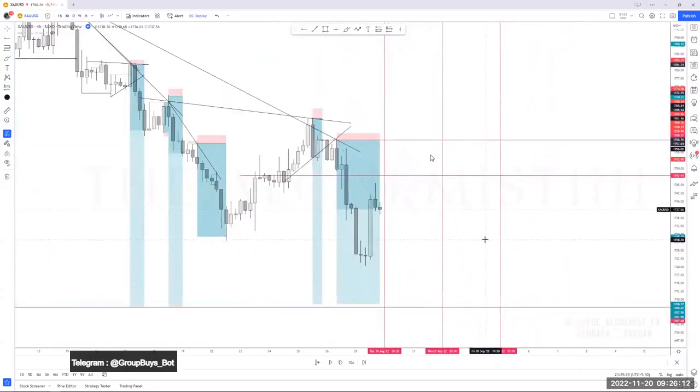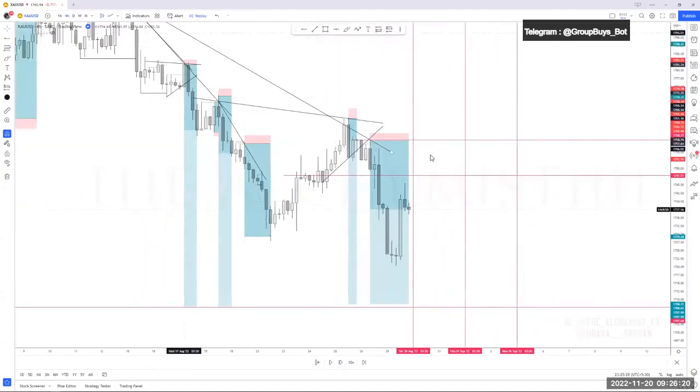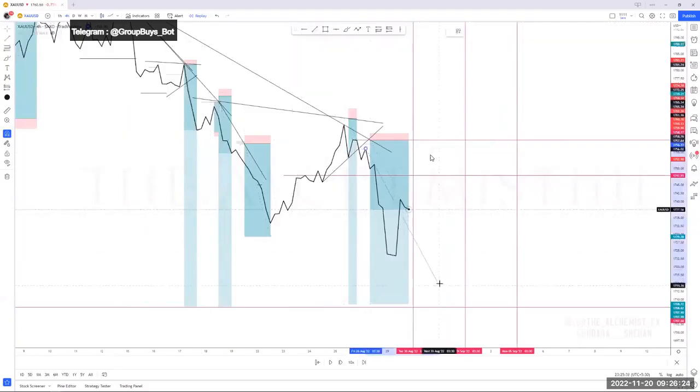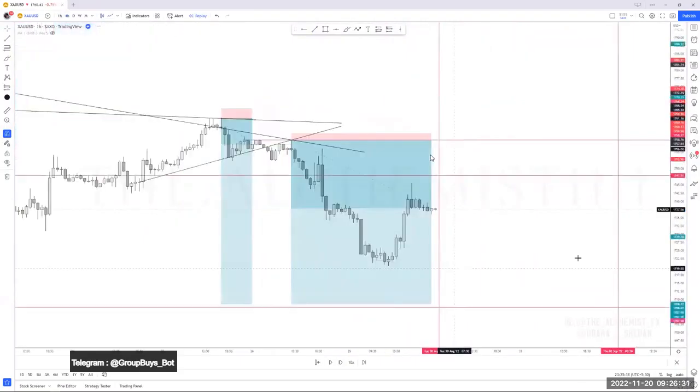Do we have any confluence? Engulfing. No, this is engulfing. No. We can't draw a trend line like this, this is too steep. You can see that, right? So no trend lines on the 4 hour. Let's go to the H1.